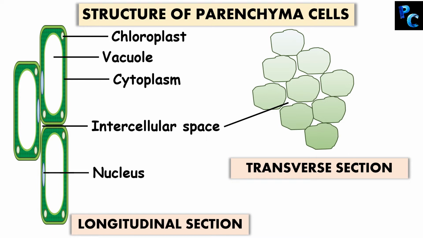I will talk about what is meant by longitudinal section and transverse section at the end of the video. For now, you can see that it has the chloroplast, a large central vacuole is present, the cytoplasm is at the periphery, the nucleus is in the cytoplasm at the periphery, and intercellular space is also present.